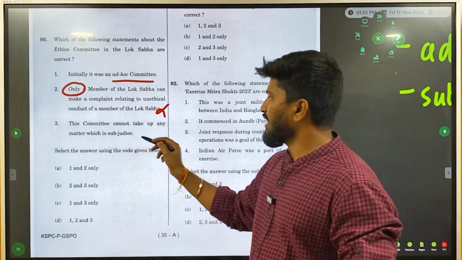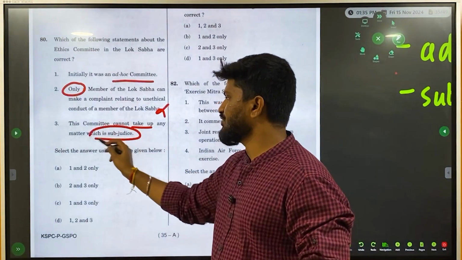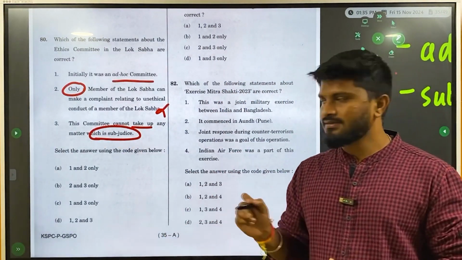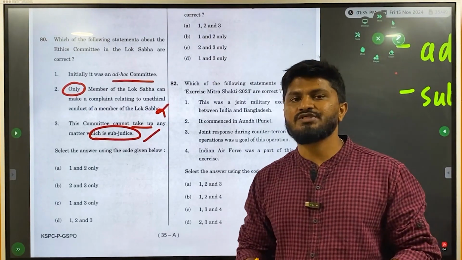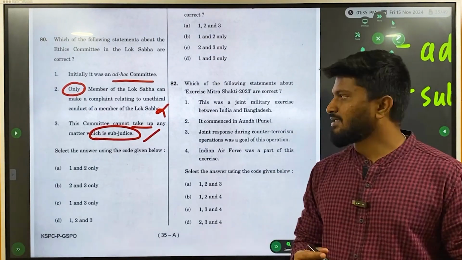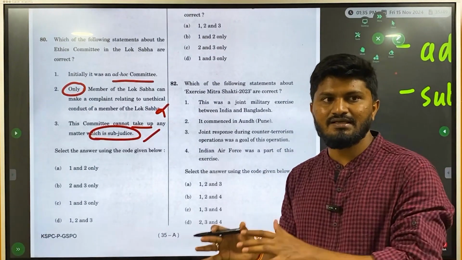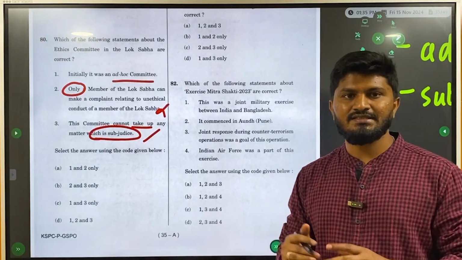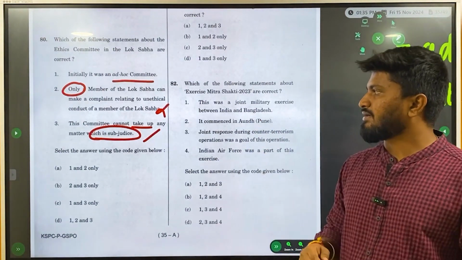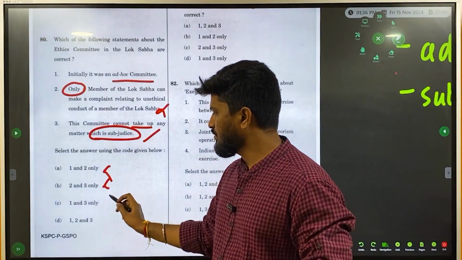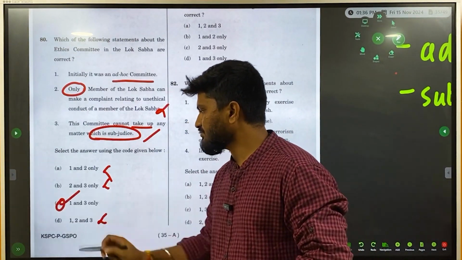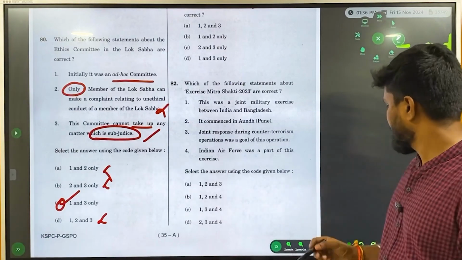Then, the committee cannot take up any matter which is sub judice. This is right, because most parliamentary committees cannot look into matters which are sub judice. What is sub judice? Sub judice is any case which is under consideration by the judiciary. Such cases cannot be taken up by parliamentary committees. So 2 is wrong. Exclude 2. So the option is C, 1 and 3 only.